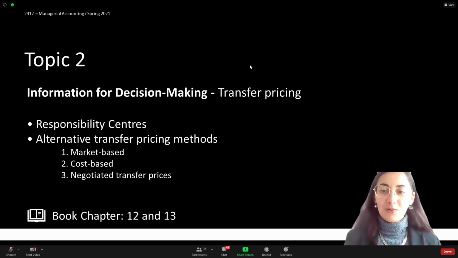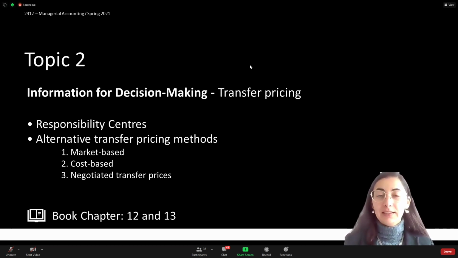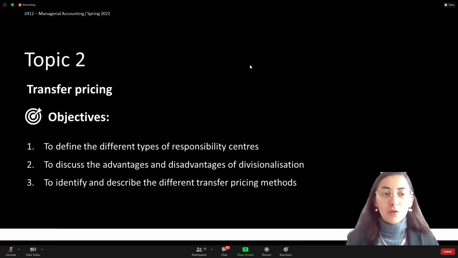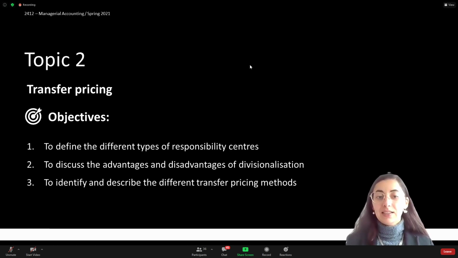So let's now continue with the second part of the class. We will now talk about transfer pricing. We will first talk about responsibility centers and then move towards transfer pricing methods. You can read on these in chapters 12 and 13 from the book. The objective is to define the different types of responsibility centers, to discuss the advantages and disadvantages of divisionalization. We also want to understand what divisionalization is, and then to understand the different transfer pricing methods.